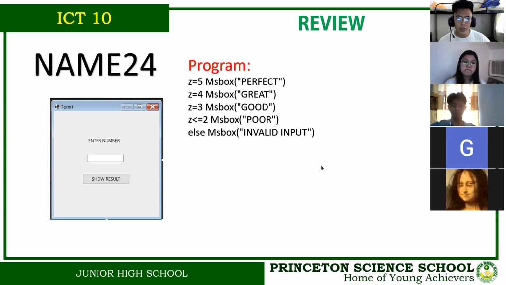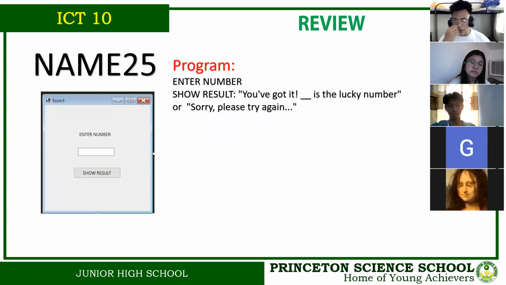Okay, and then for the name 25 activity, it should show the result: either you got it, blank is the lucky number, or sorry, please try again. So our output in here is similar to the previous one. It is asking for the user input, a number. Once we press the show result, a message box will appear, and the output will either be you got it, blank is the lucky number, or sorry, please try again.